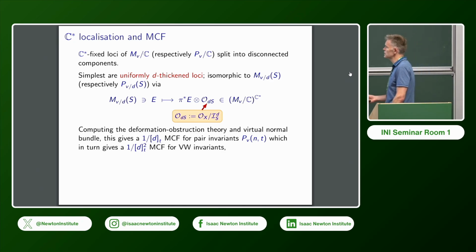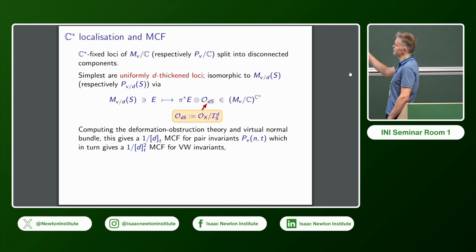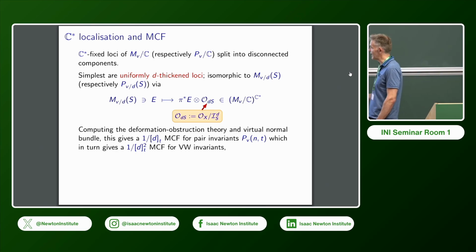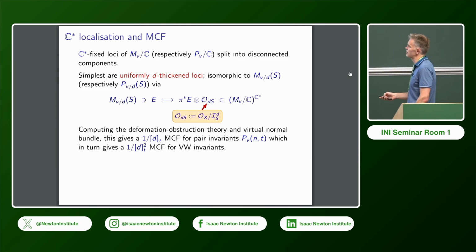And then when you compute what the contribution is via the deformation obstruction theory and the virtual normal bundle, what you find is that you get a 1 over D multiple cover formula for the pairs invariants, and then putting them through that universal formula, that gives you a 1 over D squared multiple cover formula for the Vafa-Witten invariants.